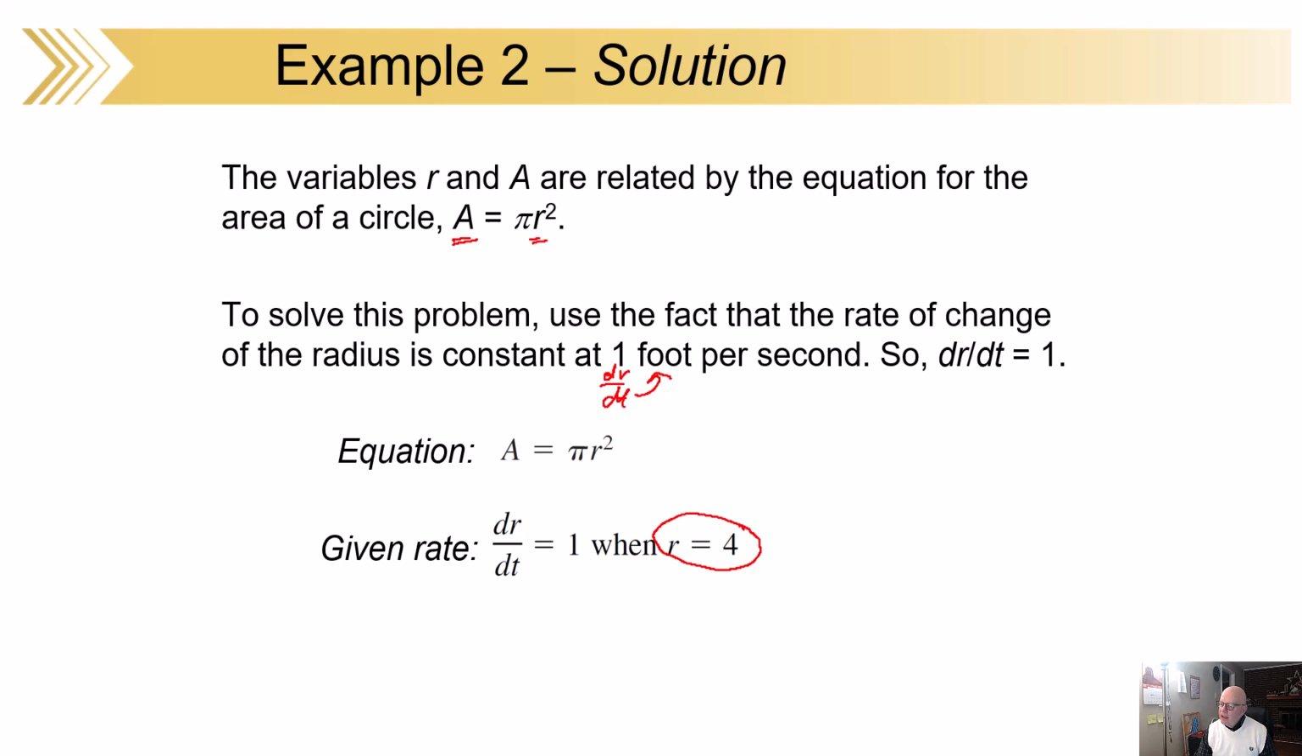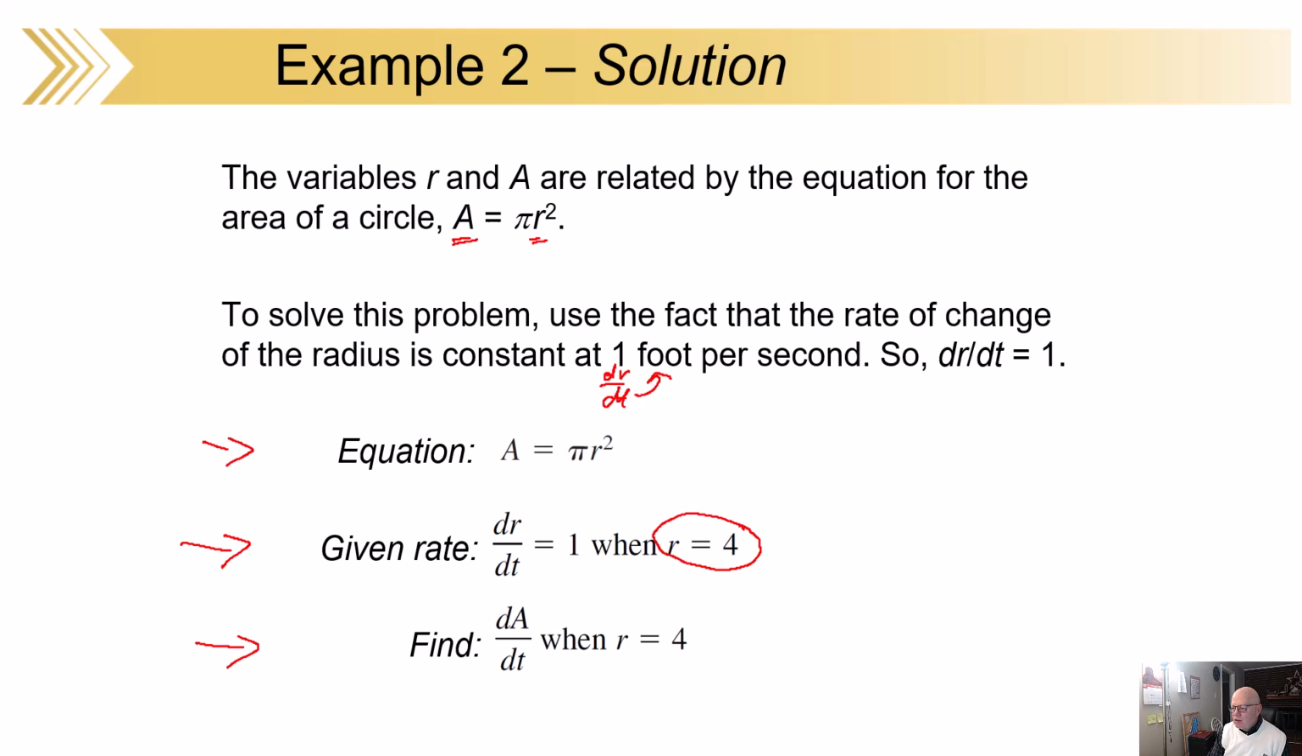feet in, 4 feet from the center. So we'll take the derivative of that equation with respect to time, and we're going to find out dA/dt when r equals 4. Notice what we've done here. Here is our equation that's going to tie all of those variables together. These are the pieces we know, and that's what we're looking for.